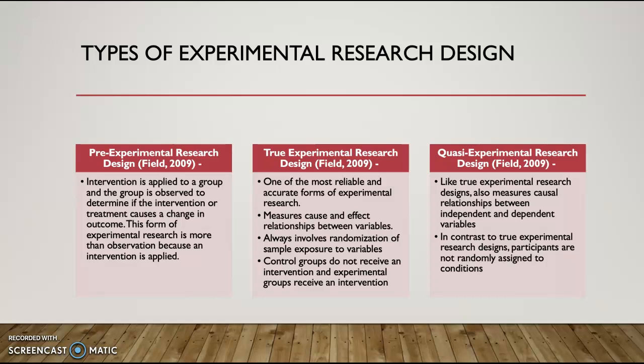A true experimental research design is one of the most reliable and accurate forms of experimental research. It measures cause and effect relationships between variables. It always involves randomization of sample exposure to the variables, and typically control groups don't receive an intervention and the experimental groups do receive an intervention.